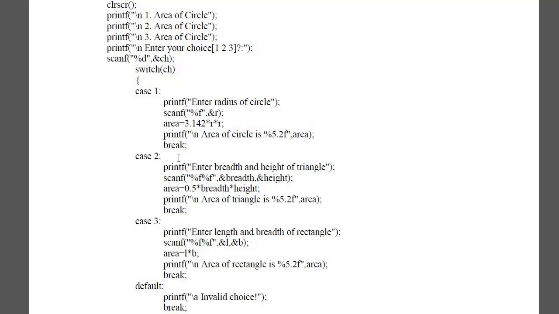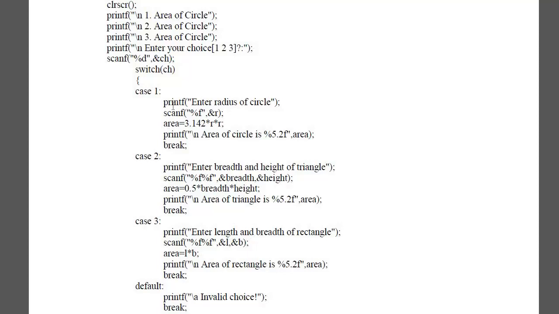If the choice is 2, then we read breadth and height. Then half b into h, 0.5 into b into h. Don't write 1 by 2 here. If you write 1 by 2, 1 is an integer and 2 is also an integer, so the result will be the whole number 0. 0 into a number will become 0. That's why 0.5 into breadth into height. Again we get the area. If the choice is 3, then we read length and breadth of the rectangle. Then we calculate the area and print it.